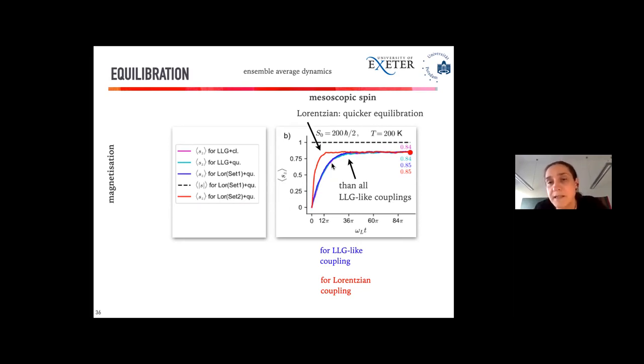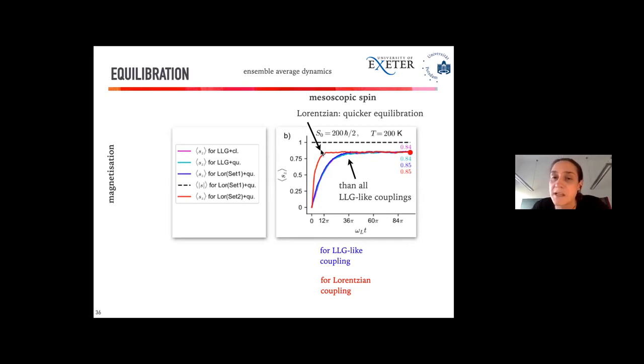And so what you can see is that whenever you have something LLG-like, this is the equilibration curve, okay? But if you have something with memory, you get to roughly the same equilibrium state much faster, by a factor of three, or a third of the time. And if any of you know how this works, please can you tell me at the end of this talk why this is so, because I don't know why this is so.